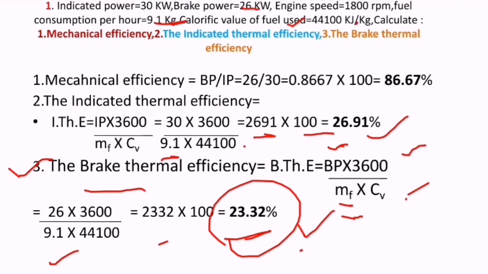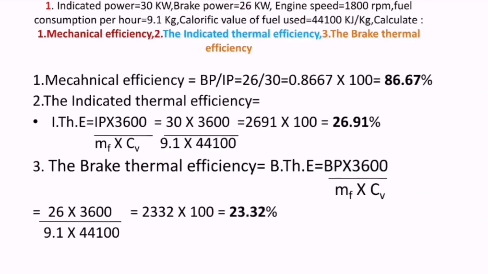Very important is understanding the given data, like indicated power, brake power, engine speed, fuel consumption, and also calorific value, and substituting the values in the formulas. So what are the formulas we saw here? Mechanical efficiency is BP by IP, indicated thermal efficiency is IP into 3600 by MF into CV, and brake thermal efficiency is nothing but BP into 3600 by MF into CV.